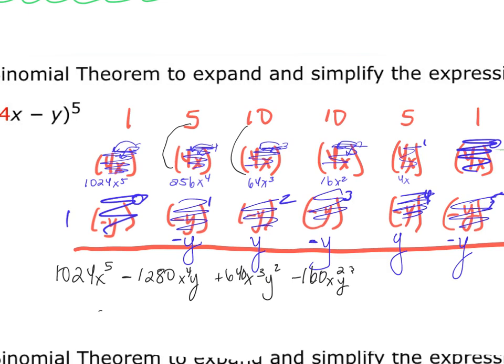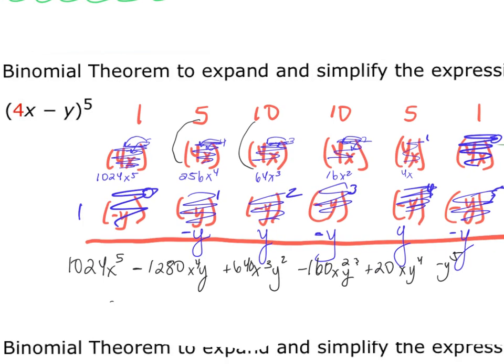Okay, so now I have 5 times 4, which is 20. And then I have x, y to the 4th. And then I have minus y to the 5th. Yep. Notice, guys, when you have a minus sign in the middle, your signs alternate. You guys see that? That's something to look for on a multiple choice question.